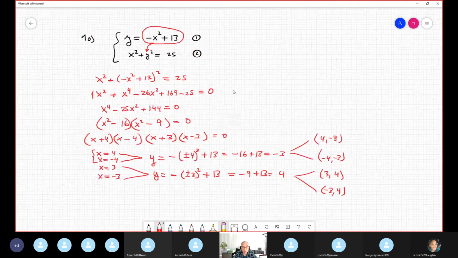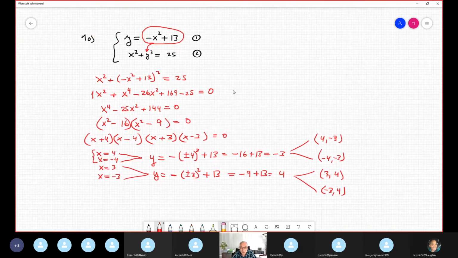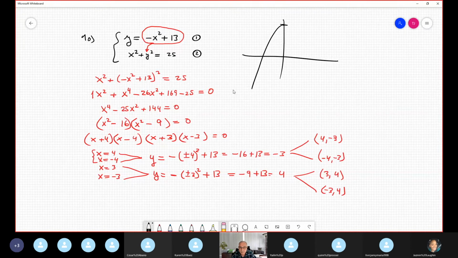By the way, using my common sense, this parabola goes up and down, look, and 13 here is the y-intercept, and a circle like that. So I suppose that the solution is this and that. Just in case, let's see in this one right now.